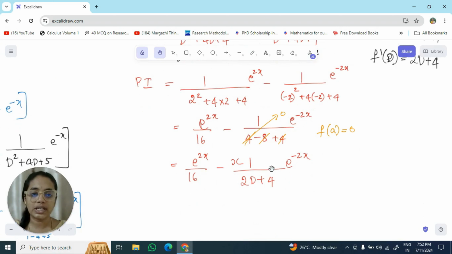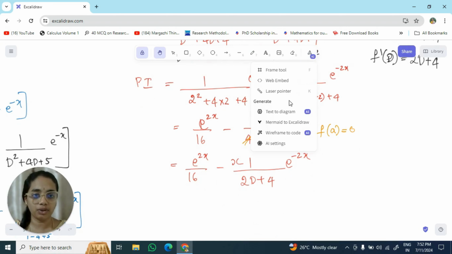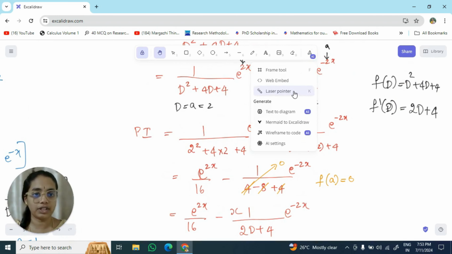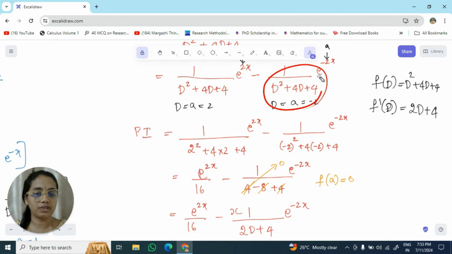What are the two rules? Whenever you substitute the value of a and get 0 in the denominator, go back to the previous step. Go back to the first step. In this first step, differentiate the denominator and multiply an x in the numerator.